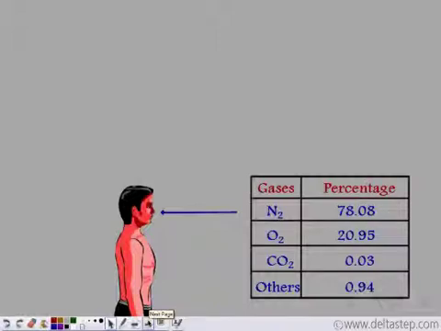So this is the air that we are breathing in. This is the percentage of the various gases present in the air that we breathe in. Now notice the percentage of oxygen is 20.95%, whereas the percentage of carbon dioxide is 0.03%.